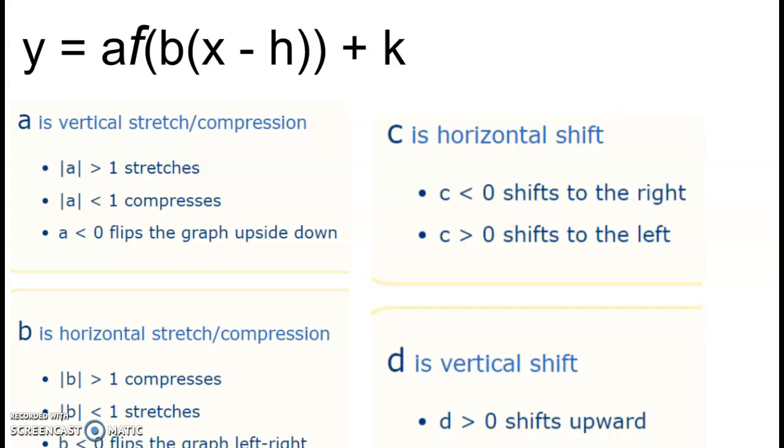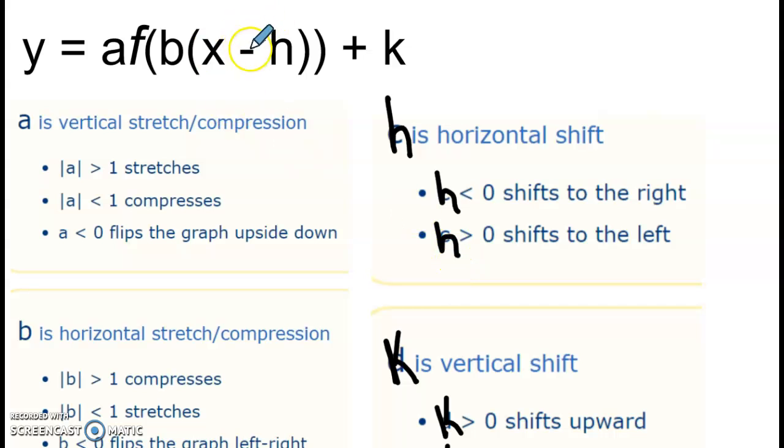This is supposed to say h, and this is k. I use h, k, and the book doesn't. h is a horizontal shift. If h is less than 0, it shifts it to the right. If it's bigger than 0, it shifts it to the left.